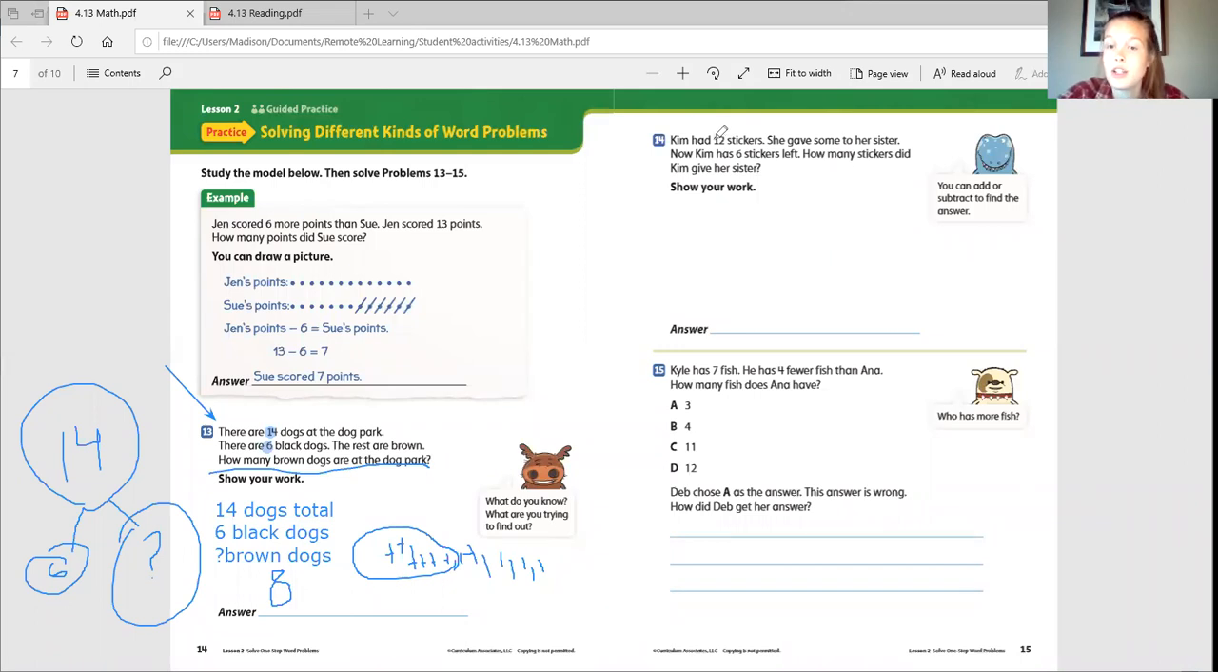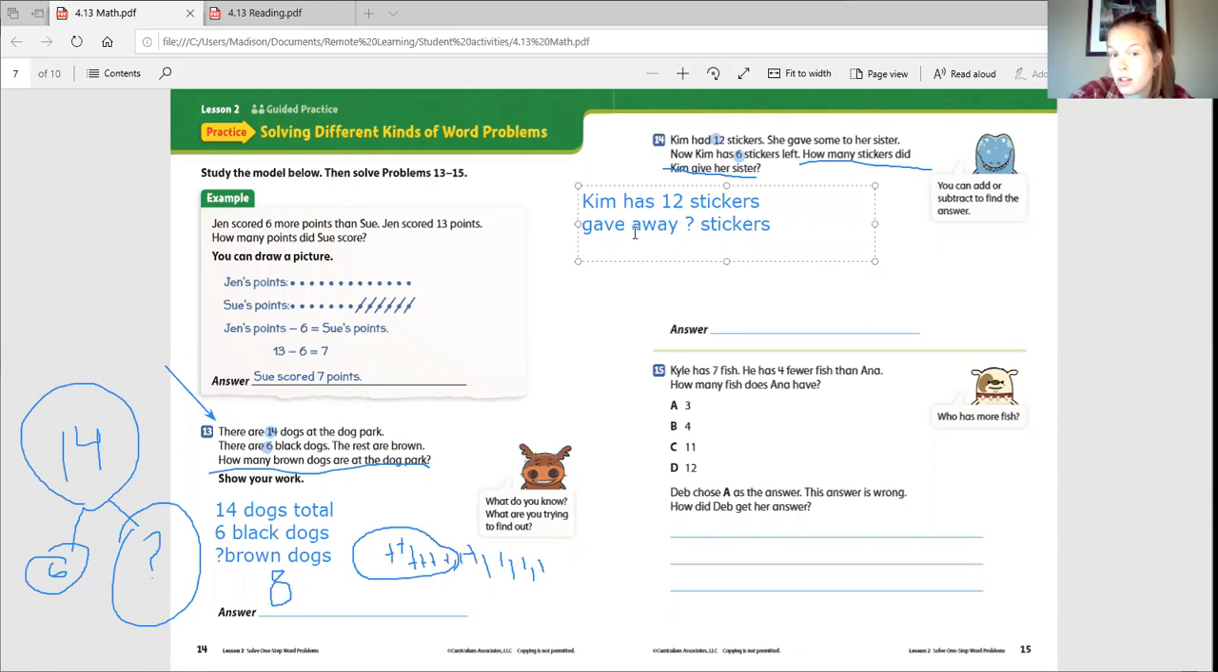All right, if you're watching this now, it means you've already tried to solve it. So I'm going to go ahead and highlight that. Underline question, how many stickers did Kim give her sister? All right, so let's think about what we know and we don't know. We know that Kim has 12 stickers. She gave some away, however many stickers, we don't know. And we know that Kim has 6 stickers left.